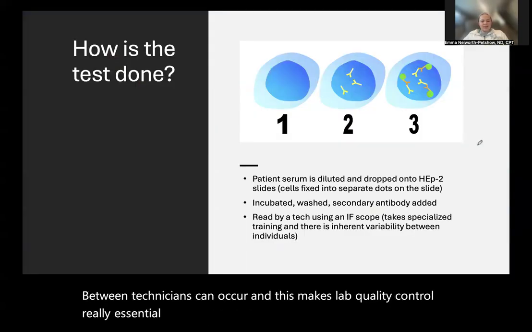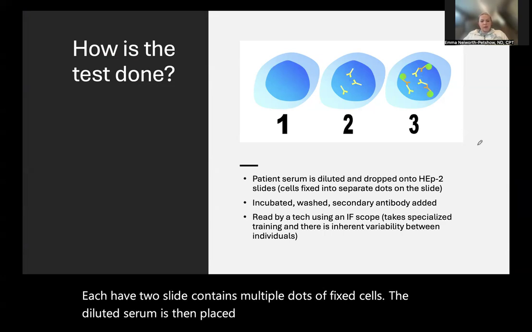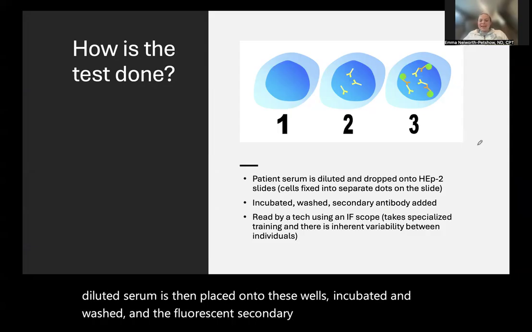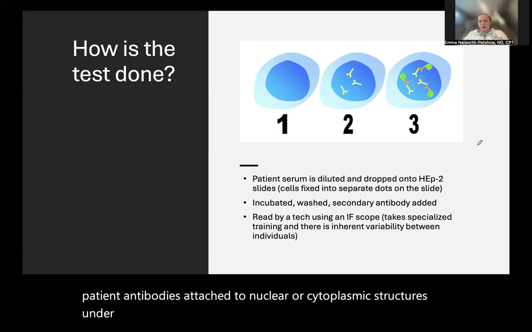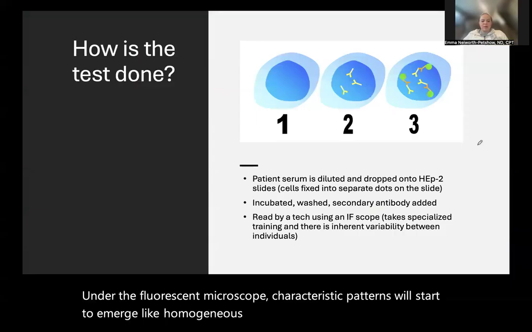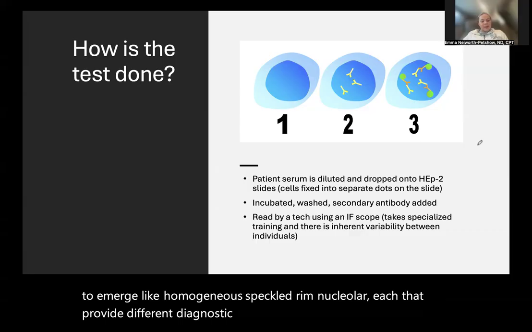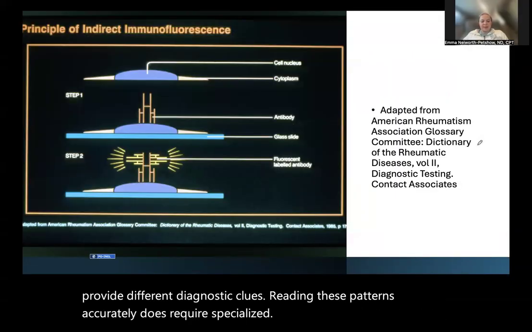for accuracy. Each HEp-2 slide contains multiple dots of fixed cells. The diluted serum is then placed onto these wells, incubated and washed, and the fluorescent secondary antibody binds to any patient antibodies attached to nuclear or cytoplasmic structures. Under the fluorescent microscope, characteristic patterns will start to emerge, like homogeneous, speckled, rim, nucleolar, each providing different diagnostic clues. Reading these patterns accurately does require specialized training and experience.